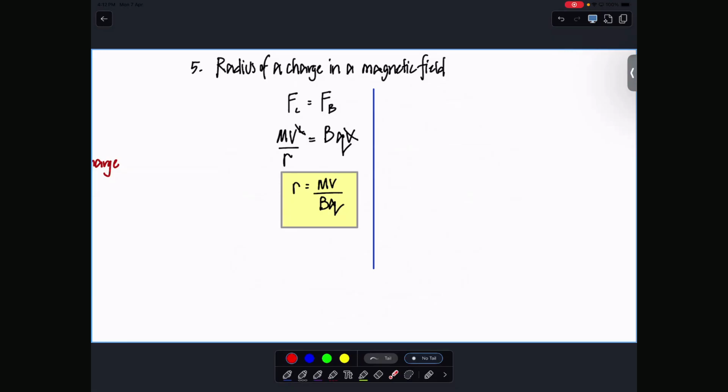No, that's for planetary motion. This is a charged particle. Inversely proportional, radius and frequency. Inversely proportional.